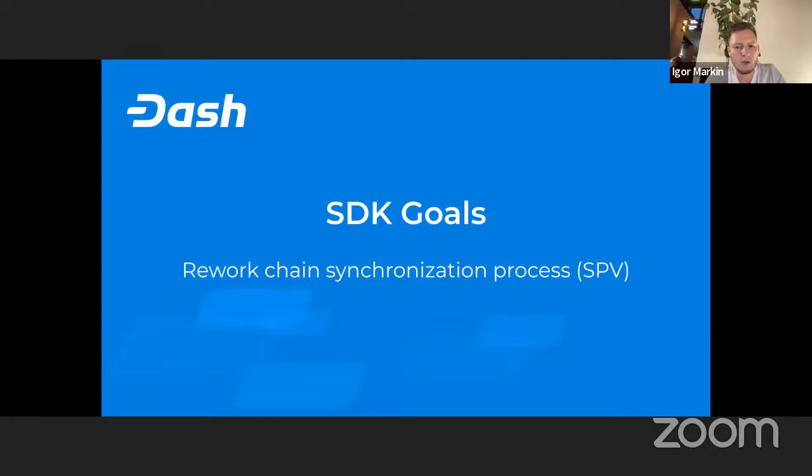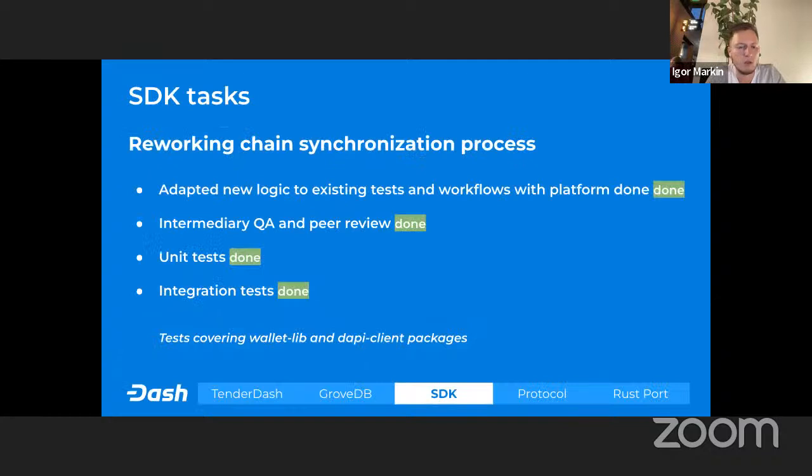The goal for the sprint was the same as the last one. We continued reworking chain synchronization process in wallet library, and we managed to do quite a lot. So we finished with the adapting new logic to existing tests and workflows with platform. And basically, we finished the storage solution. We refactored storage solution for wallet. We made QA and peer reviews of the pull requests, and also finished with all the unit tests.